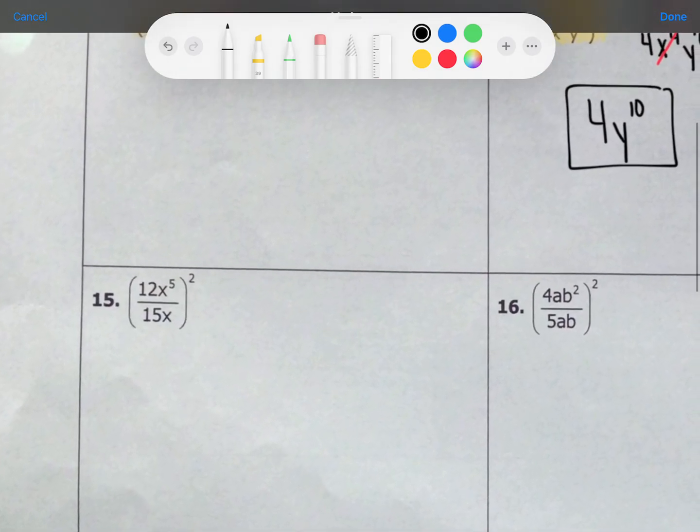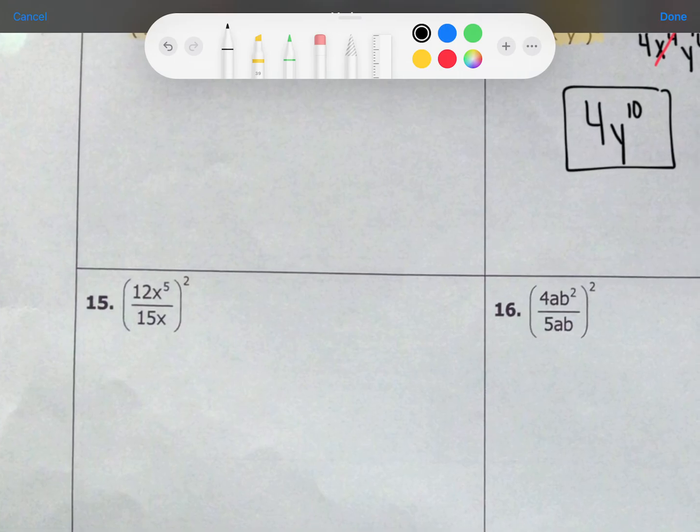All right, let's take a look at number 15. I'm going to help you with this one, and then you can try number 16. This looks a little bit different than what we've seen already. This whole thing is inside parentheses. See it? The whole thing is inside parentheses. So what have I got to do? I'm going to distribute to the top and to the bottom.